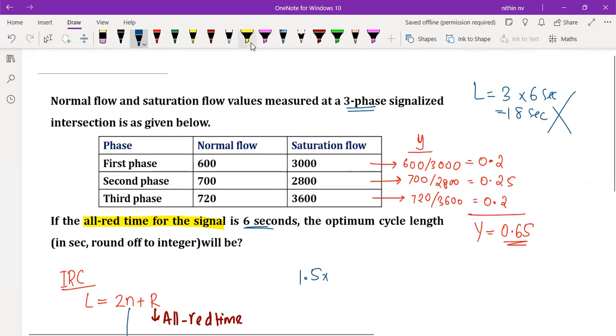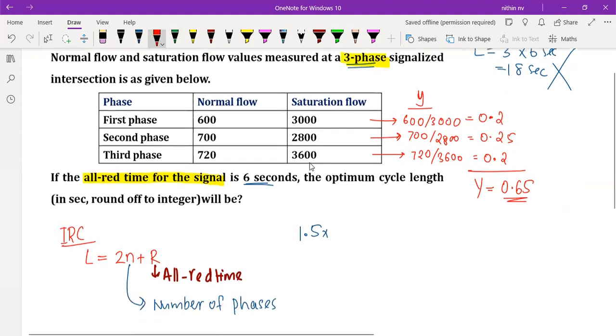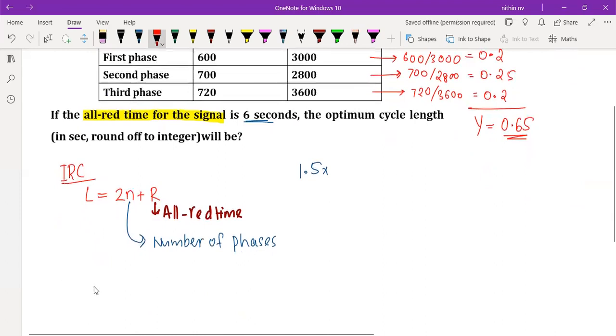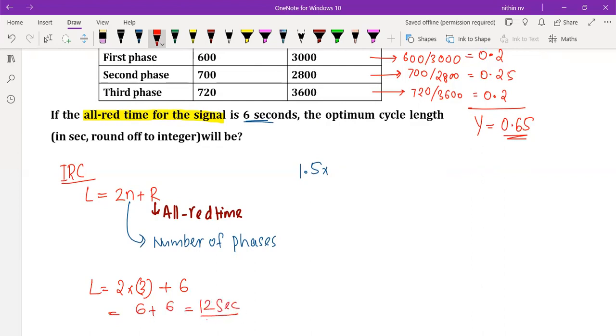Which means in this question they have mentioned that it is a 3-phase signal, which means our n value is 3. And ordered time is also given as 6 seconds. Then in this context, how much is going to be L then? 2 into 3 plus ordered time is 6 seconds. So it's going to be 6 plus 6, 12 seconds.